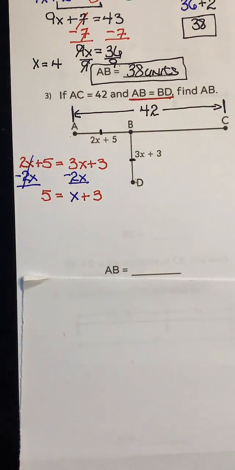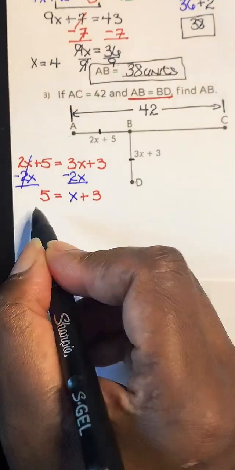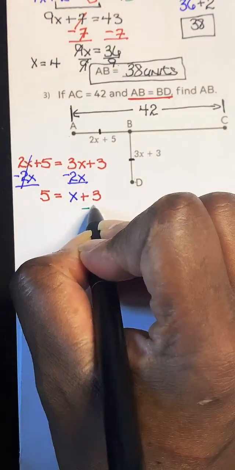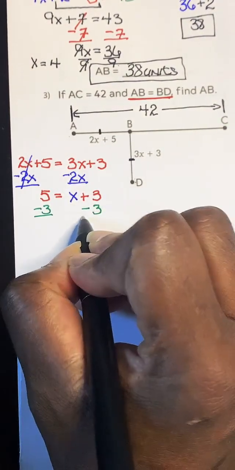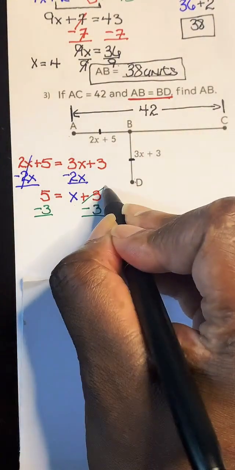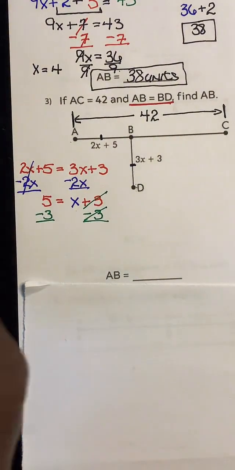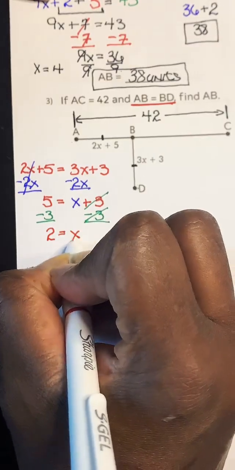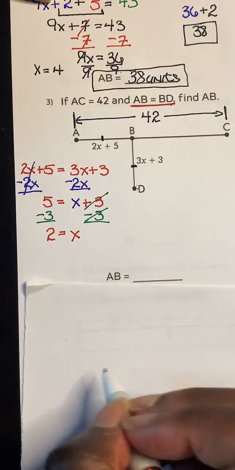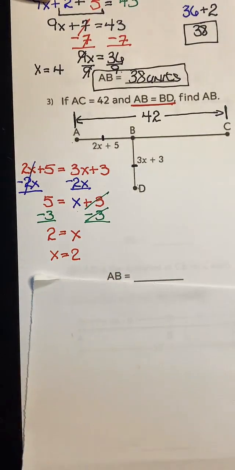Since we're solving for x, I need to isolate my x. So this plus 3 needs to move to the other side. I have to do the opposite, the inverse, and the inverse of addition is subtraction. Positive 3, negative 3 gives me 0. Now 5 minus 3 gives me 2, and we bring down our x. So 2 equals x, and if you want to say x equals 2, you can go right ahead.